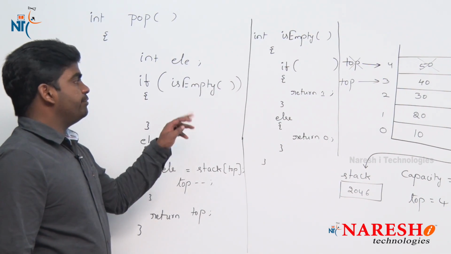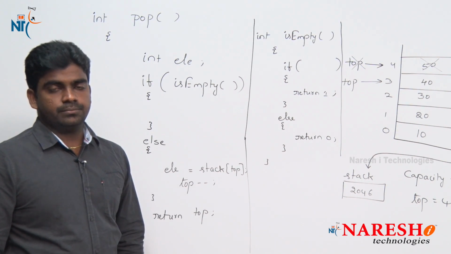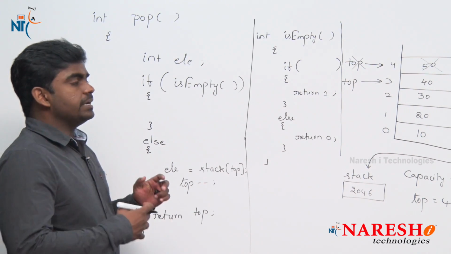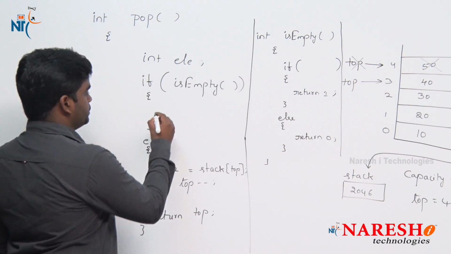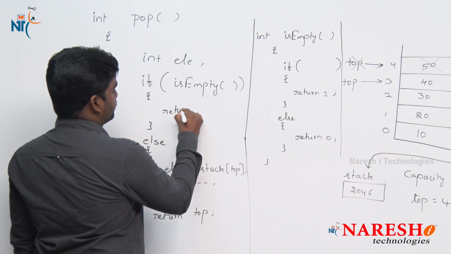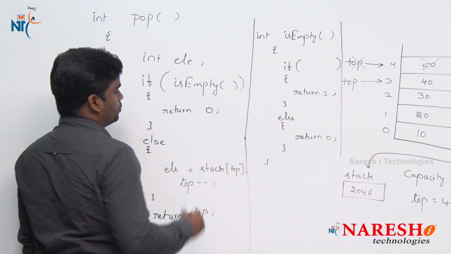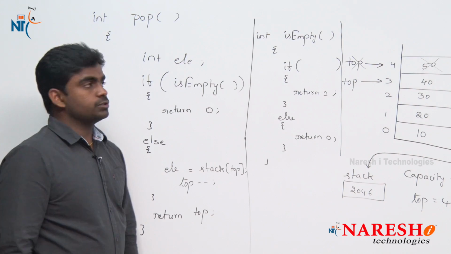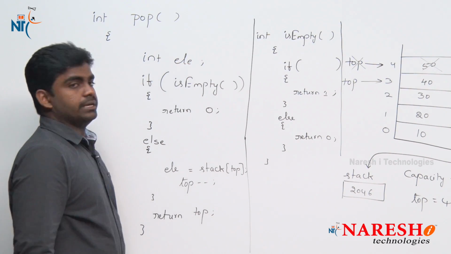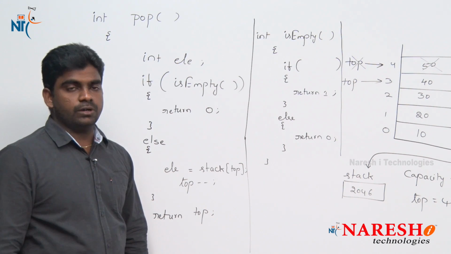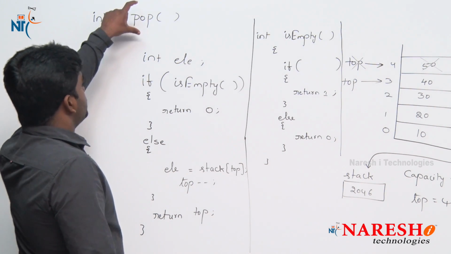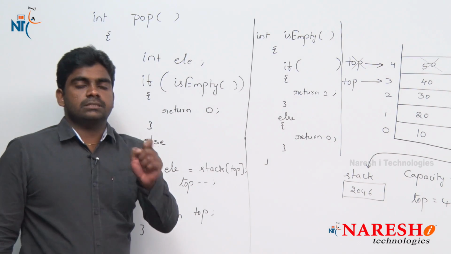Right. For example, if the top element is not there, the element is not present, then the if block will execute, it will return 0. Just consider. So nothing but element equals 0 you can assign, or you can directly return 0. Okay. So here it is a pop method, which means it always returns the top element.